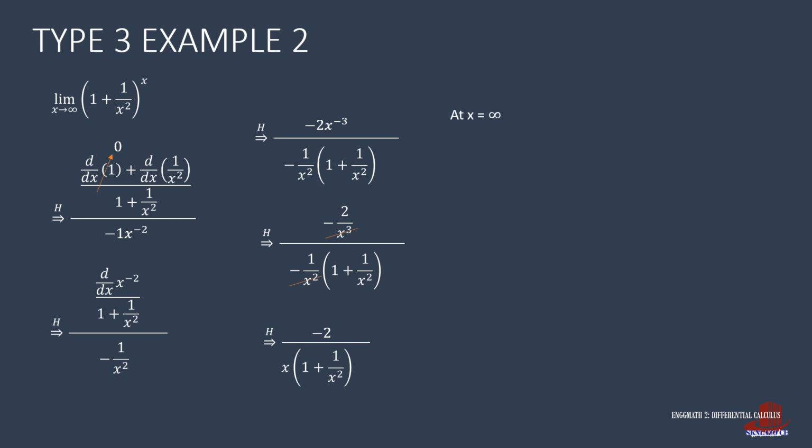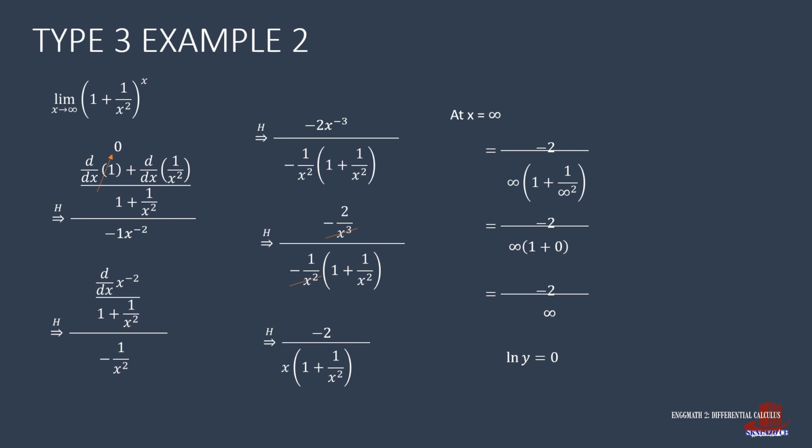With infinity as x, the function becomes negative 2 over infinity times the quantity of 1 plus 1 over infinity squared. Simplify the fractional term to have negative 2 over infinity times 1 plus 0, making the whole function as negative 2 over infinity. So ln y is 0.